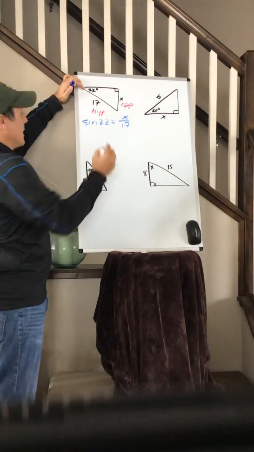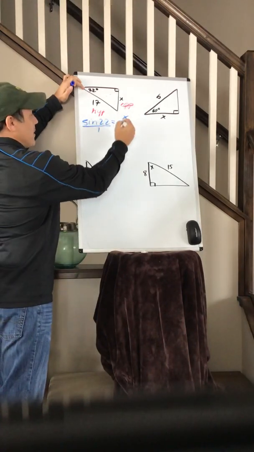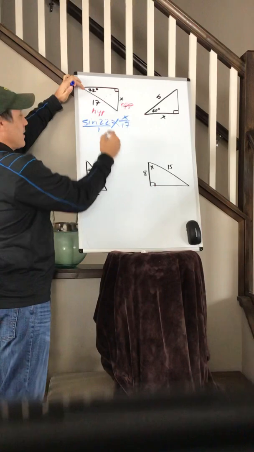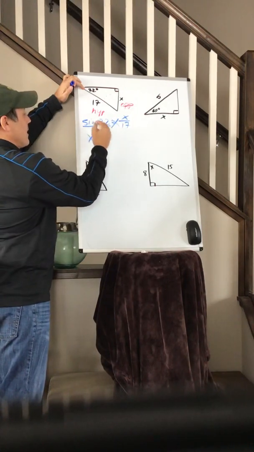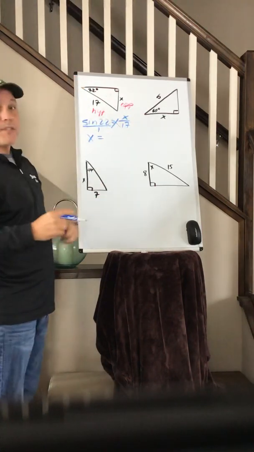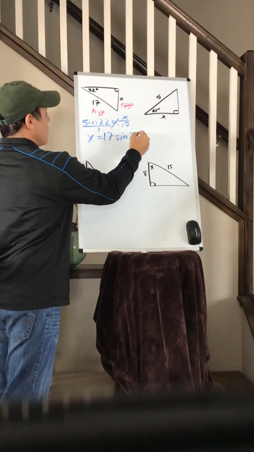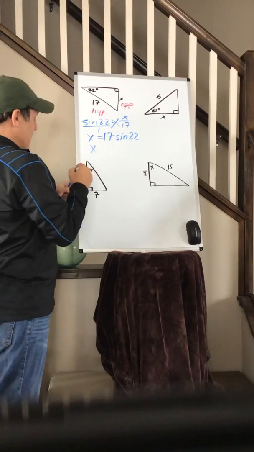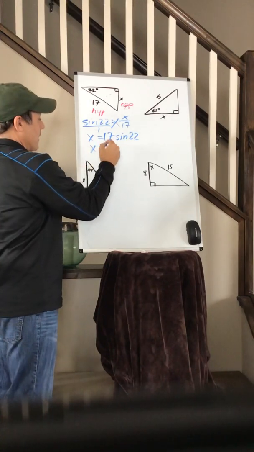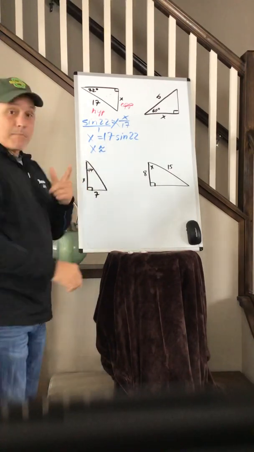And then you remember, just to make it visually appealing, you put it over 1, let's cross multiply. 1 times x is x, and sine 22 times 17. Remember how to write that? 17 sine 22. So x is, I'm guessing, we're not going to get an exact answer, so it's an approximate. So you got to bust out that calculator.